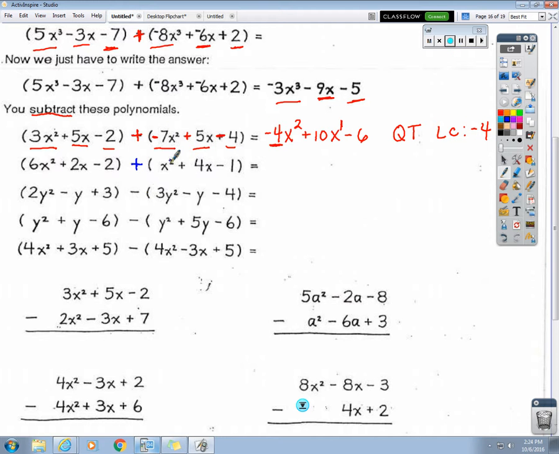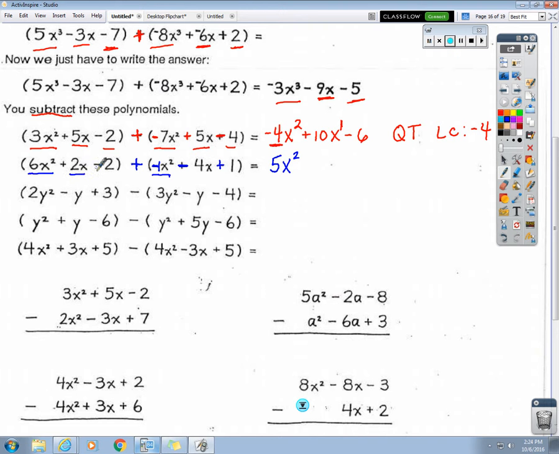Change all the signs that come after it. This does not get affected, just everything that came after the minus. So it makes that a minus, it makes that a minus, and it makes this a plus. So now I have a 6x squared and a negative what x squared? 1. So you might want to write in the 1 so you don't forget what it is. What is 6 plus a negative 1? 5.